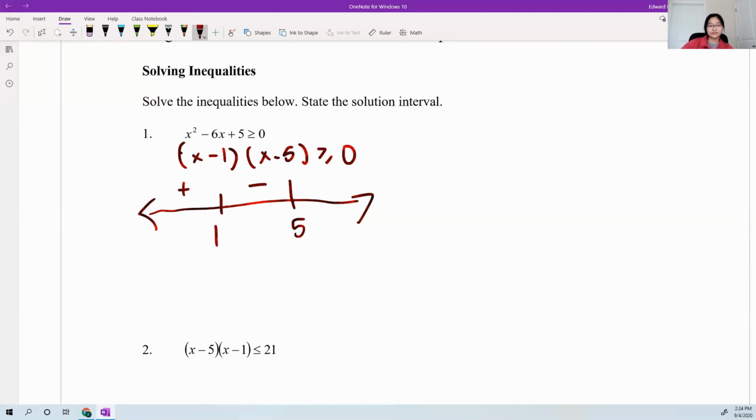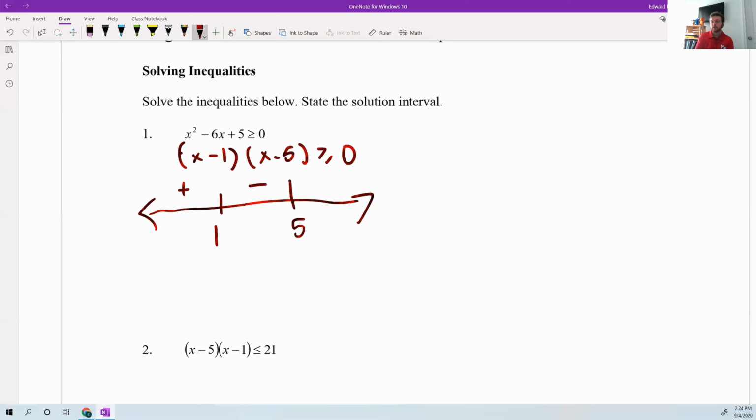Let's plug in 2. 2 minus 1 is, sorry, 2 minus 1 is 1. Positive 1. 2 minus 5 is negative 3. So negative 3 times a positive number, that is negative.